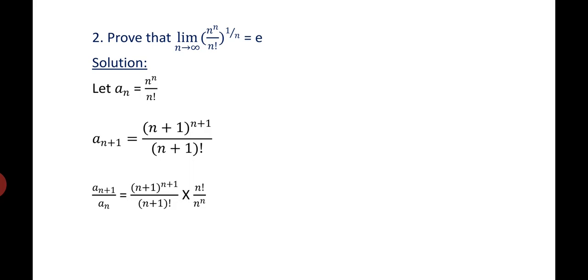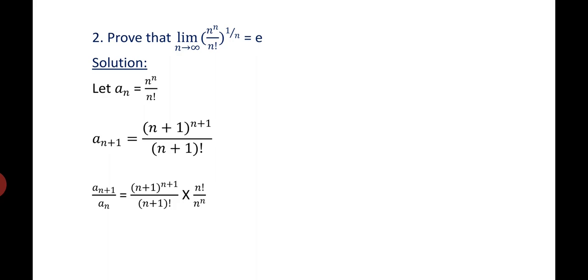The next problem says, prove that limit n tends to infinity of n power n divided by n factorial, whole power 1 by n, is equal to e. Now this is of the form a_n to the power of 1 by n. Therefore, a_n value becomes n raised to n divided by n factorial. Let's find out what is a_(n+1). How do we solve this? We replace n by n plus 1. So you get it as n plus 1 raised to n plus 1 divided by n plus 1 factorial.